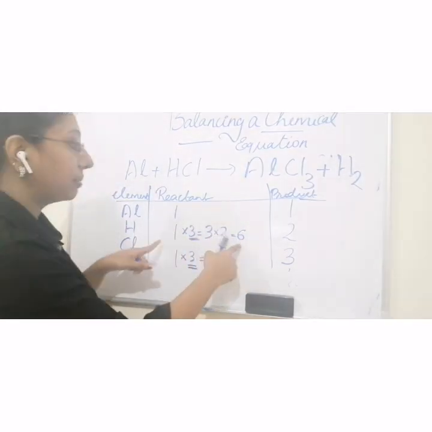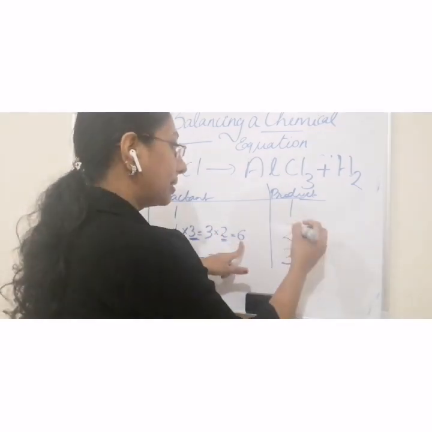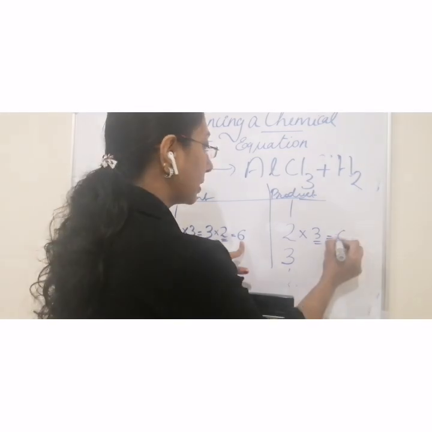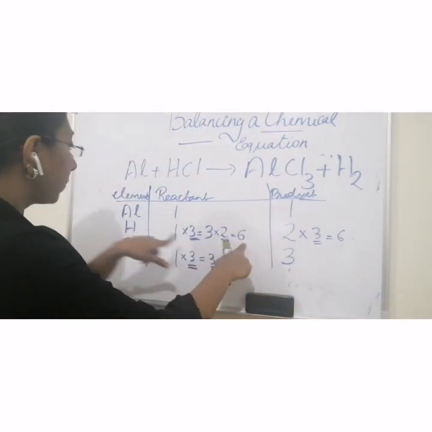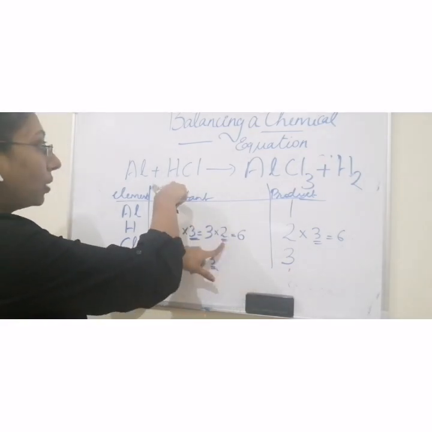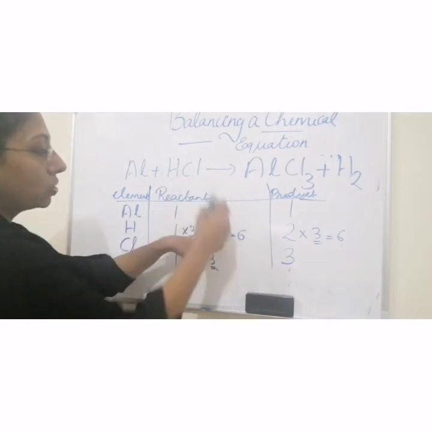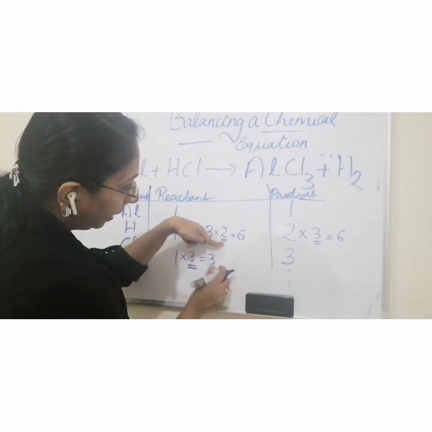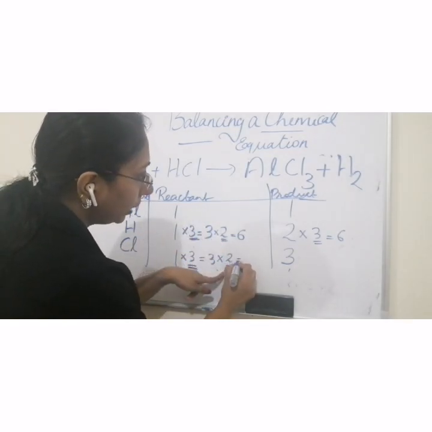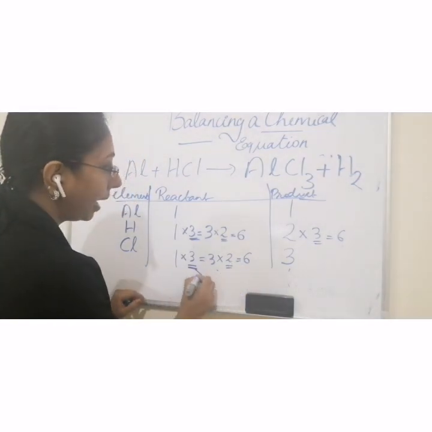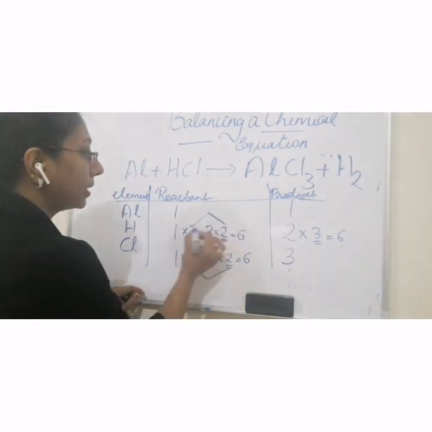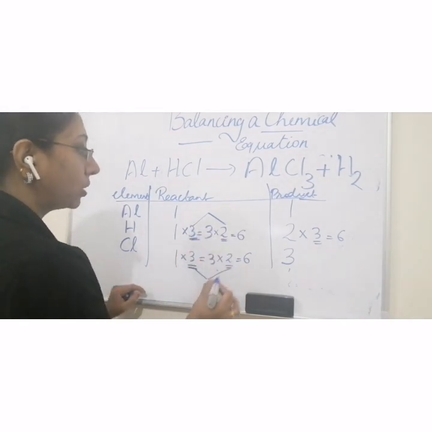Now the hydrogen atom is 6. To balance this also, I can multiply it with 3. It will be 6. But we will check here first. Since I have multiplied hydrogen with 2, and the hydrogen is present with chlorine, I have to multiply this chlorine also with 2. So it will be changed into 6. So I have multiplied this chlorine and hydrogen with 2 numbers. That is 3 and 2. Here also 3 and 2.